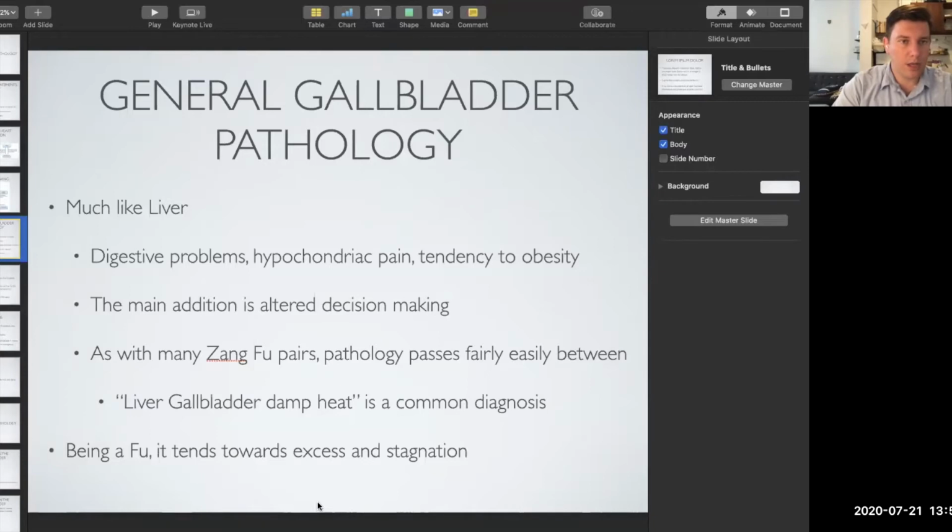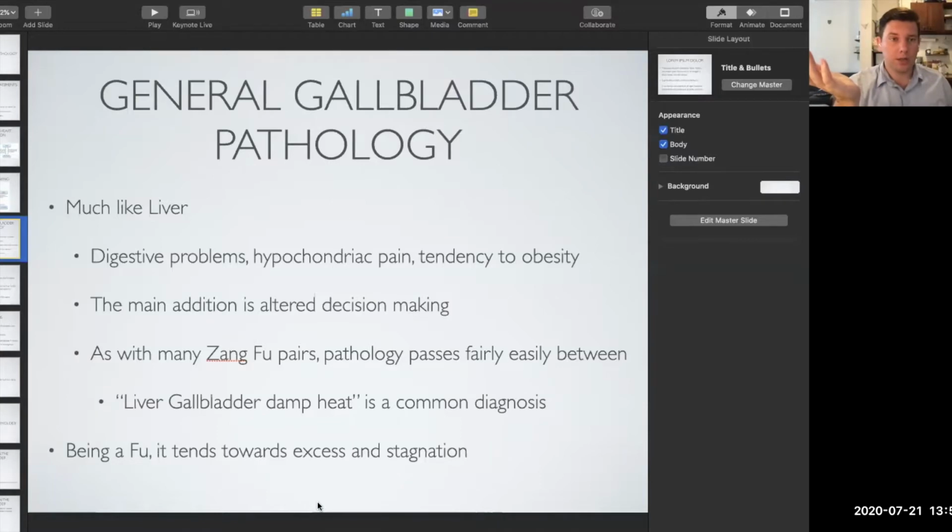This is also one of those times where the Zang and the Fu are well connected. So oftentimes when we say damp heat in the liver, we might actually be saying damp heat in the liver and gallbladder. And there might be a connection between those two things. So if a pathogen accumulates in one, it often bleeds over into the other. And then if we look at, say, the herbal treatments for it, there are plenty of herbs that treat damp heat in the liver and gallbladder as a pair.